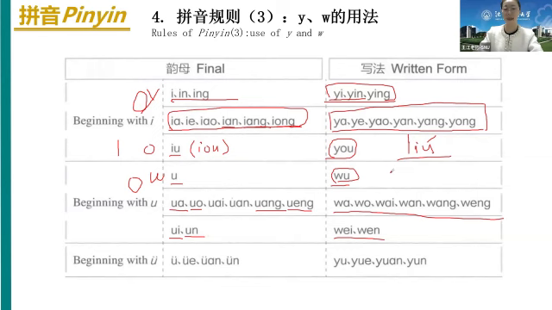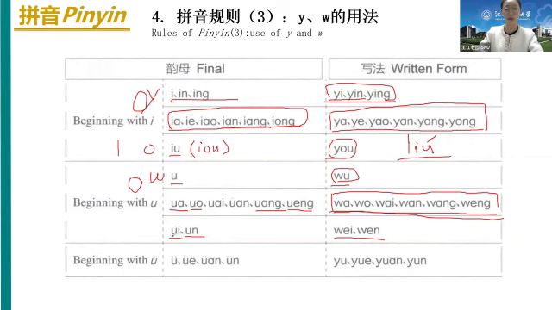And please look at these finals. There are 2 or 3 vowels in these finals, right? So if there is no initial in front of these finals, what shall we do? We just change the letter U into the letter W. Are you clear? So that's where the written form comes from. Wa, wai, wan, wang, weng. So see, right?